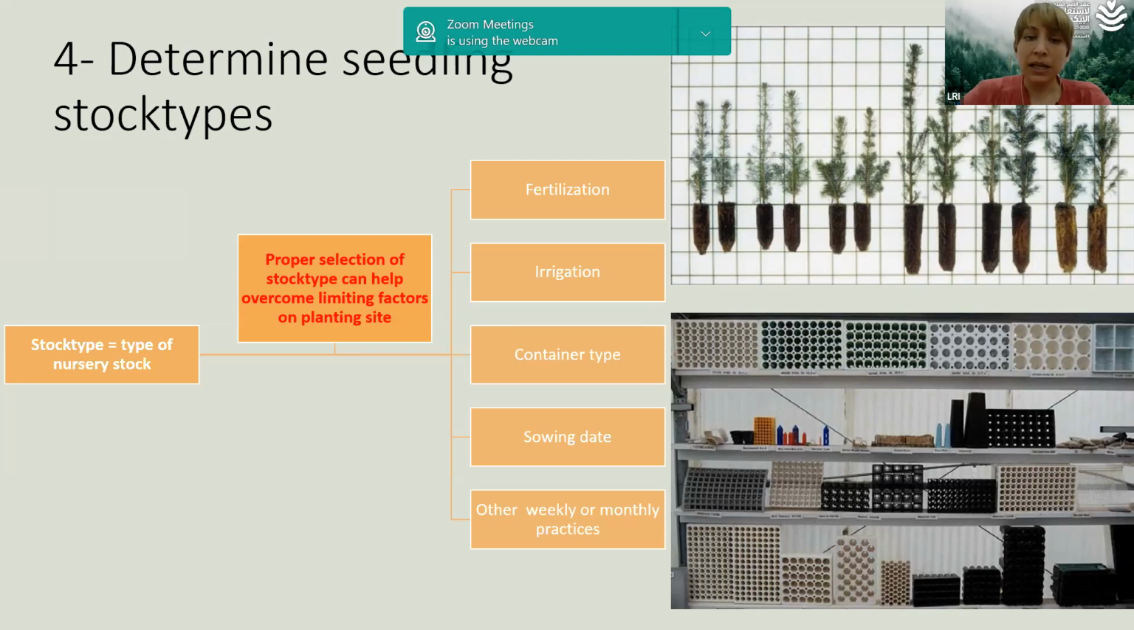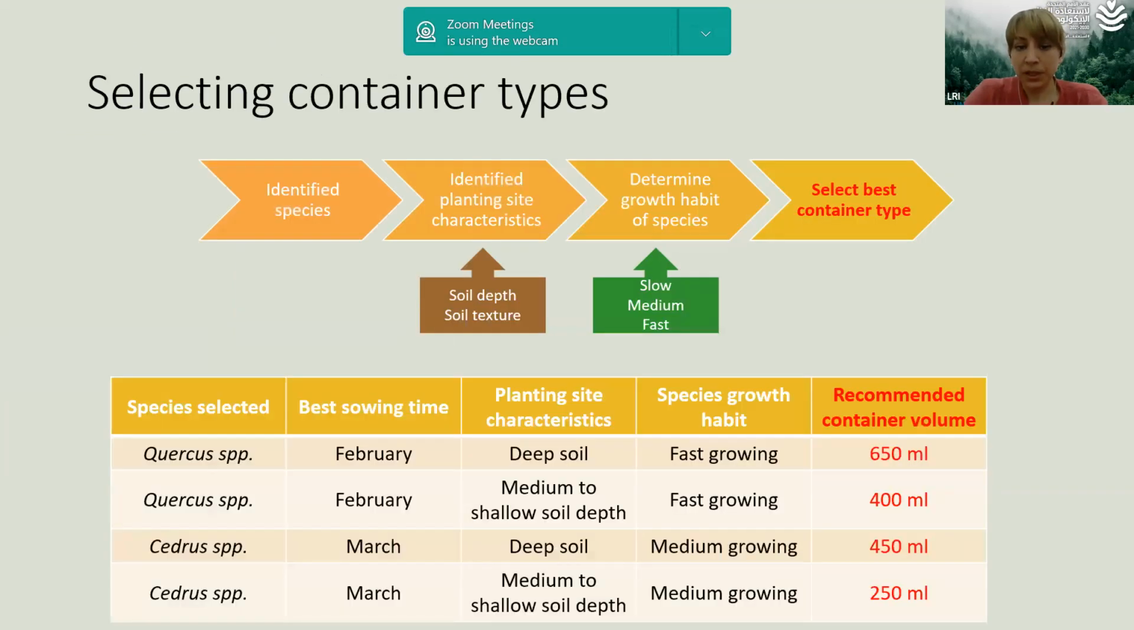The stock type is usually controlled through nursery practices, from fertilization programs, irrigation, container type, sowing date, and other weekly or monthly practices. For instance, we will go with some examples. If we have the species identified, we identify the planting site characteristics, such as soil depth and soil texture. We determine the growth habit of a species, if it's slow-growing, medium, or fast-growing. And then we can select the best type of containers.